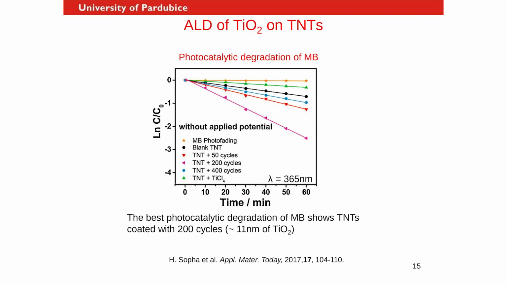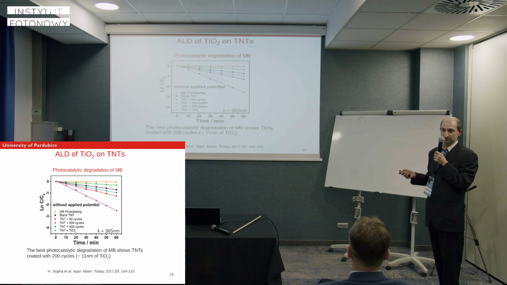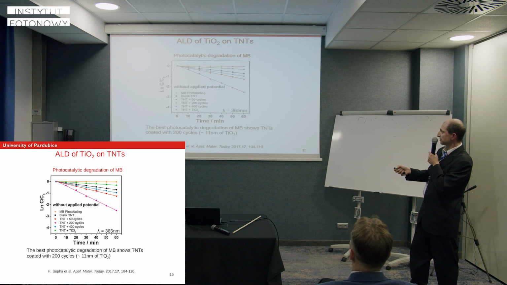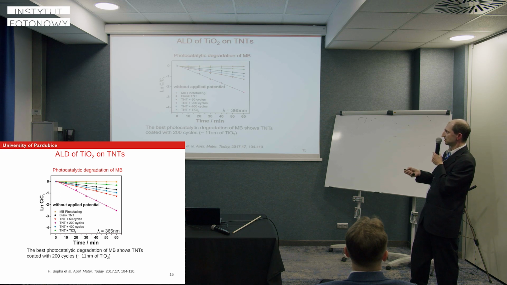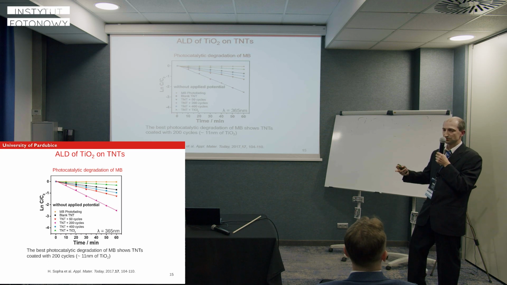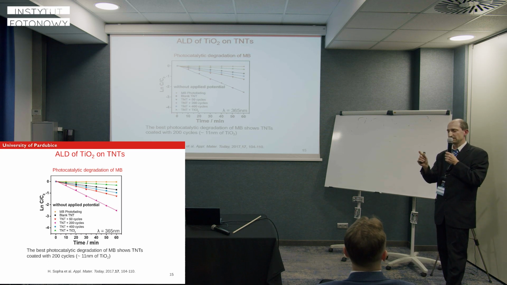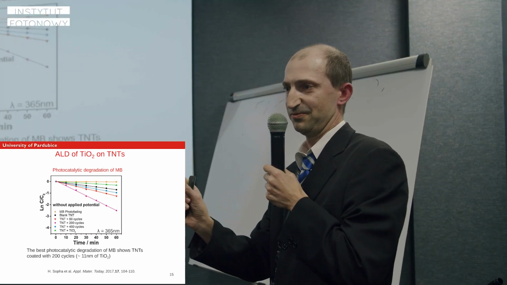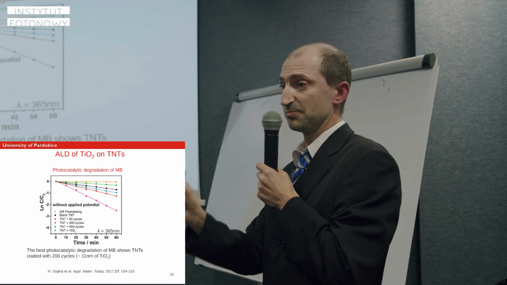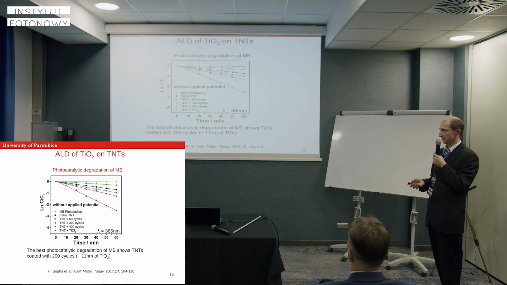For application of these tubes, we usually do as a case study the photocatalytic degradation of methylene blue. Okay? So here, the black line corresponds to the blank structure. When we increase the amount of titanium on the structure, the kinetics increases. So it's faster, but after 200 cycles, it's again slower. We believe that is due to the fact that when you increase the thickness too much, then the active area for the catalysis is smaller. I'm not sure if it's true, but we believe that it's like that.